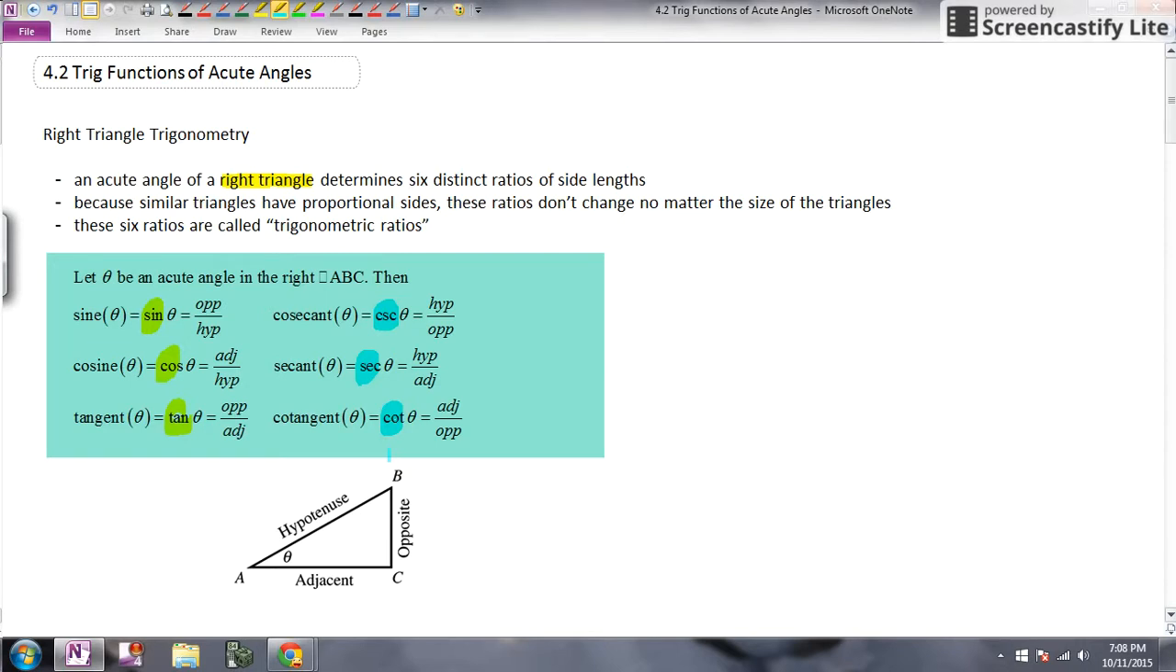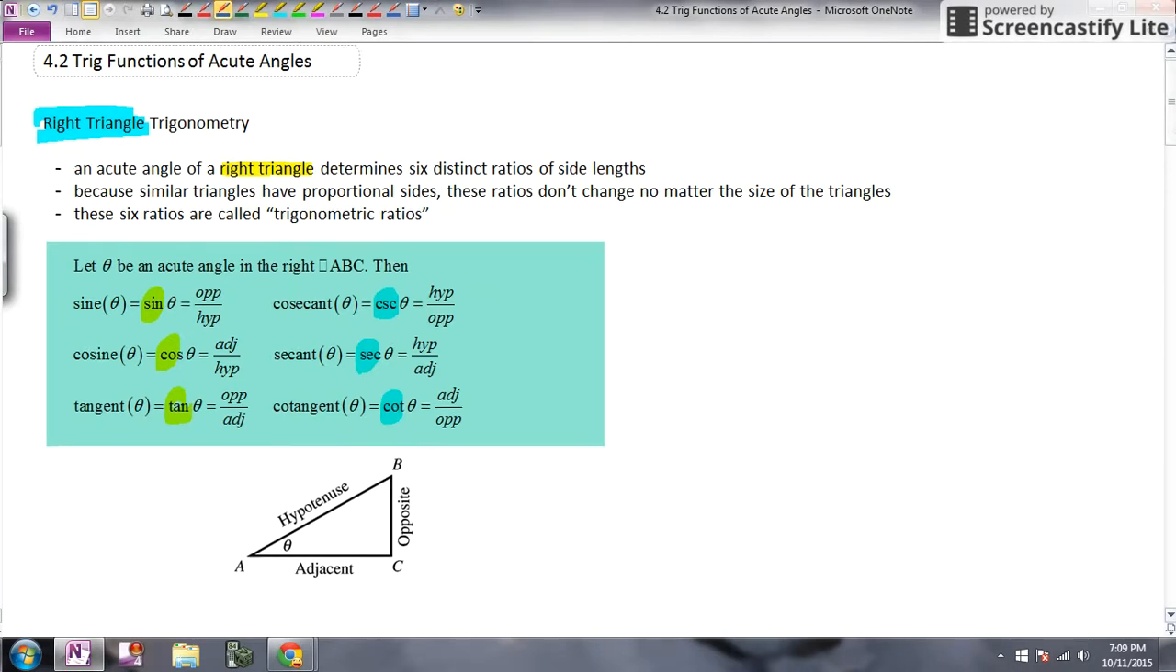Now, these ratios hold true for triangles of any size, but just remember this is called right triangle trig. So make sure that you understand that this only works with right triangles. Don't ever try this if you don't have a right triangle.